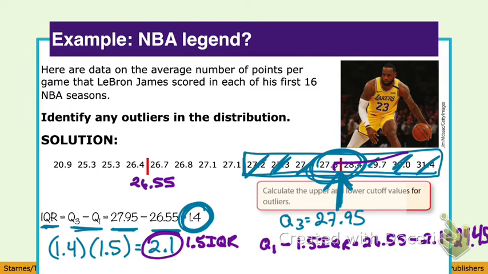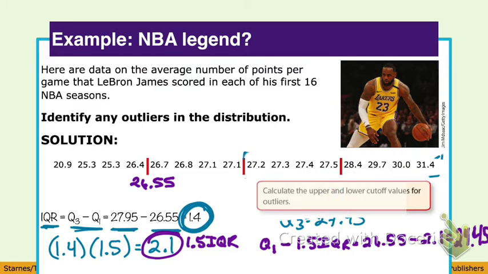So when I look at the data, do I have any numbers that are lower than 24.45? Yeah, I do. So that tells me that 20.9 is a low outlier. It is less than that cutoff of 24.45.